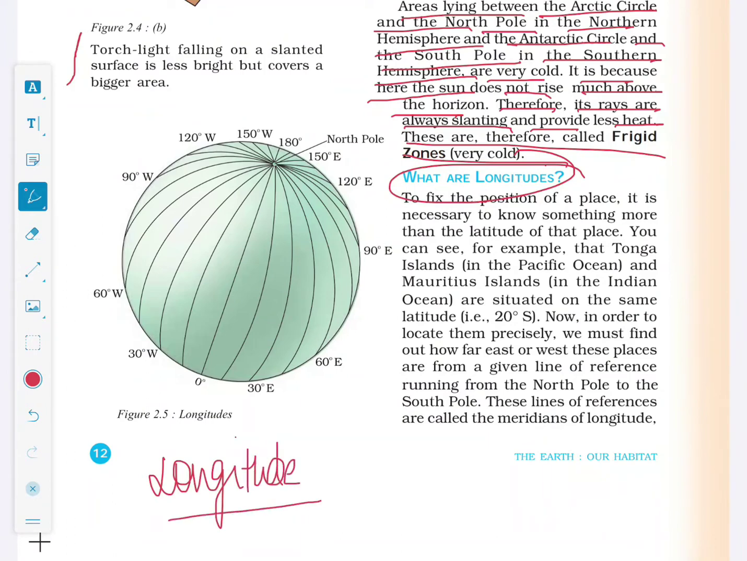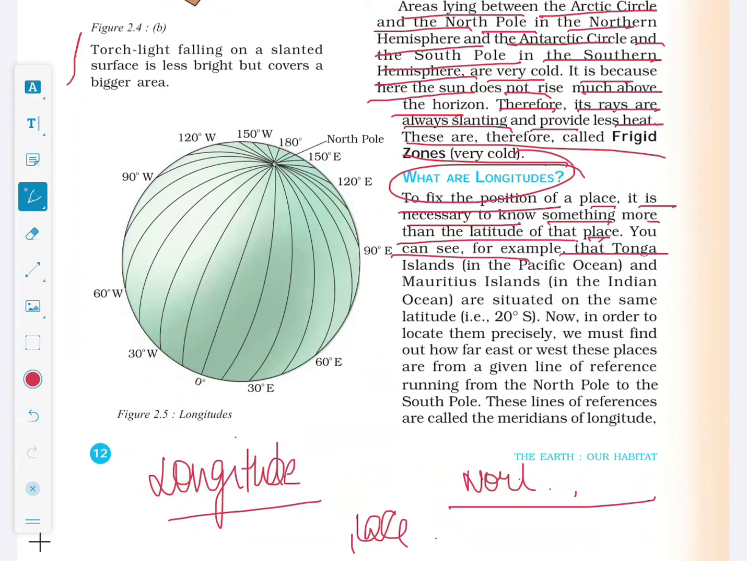Longitudes are also important to fix the position of a place. We have read that latitude is an imaginary line which runs north-south. To determine the distance, we also need longitude. To fix the position of a place, it is necessary to know something more than the latitude of that place.